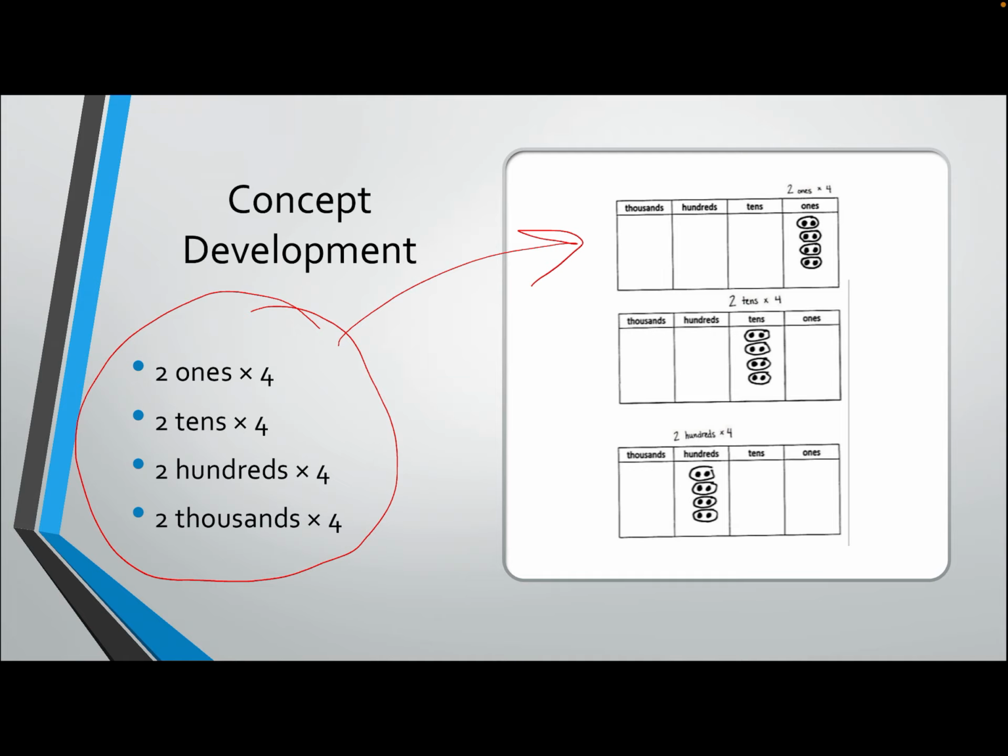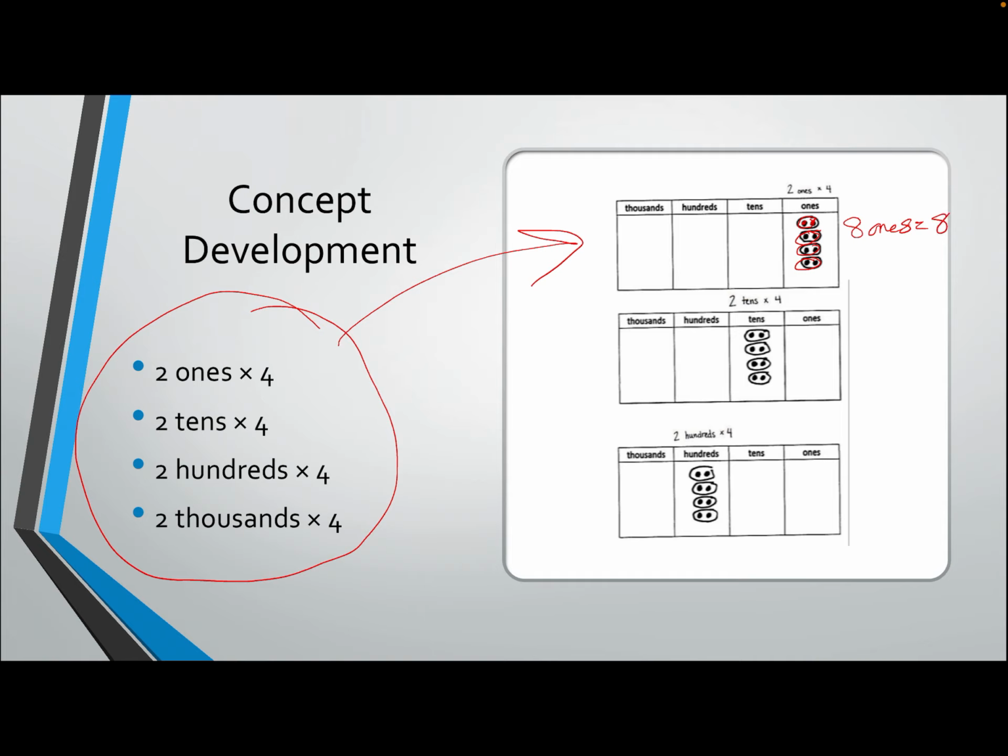So in the top one here, you've got 2 1s times 4. So you've got a group of 2 1s and times 4, you have 4 of those. So it's like an array, 4 groups of 2 1s. So you've got your 4 groups here. And when you count them all together, that gives you 8 1s, or 8.